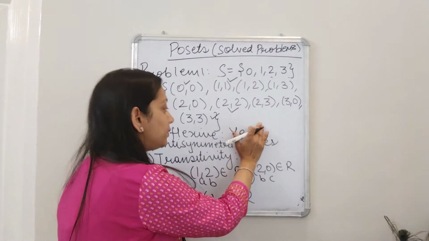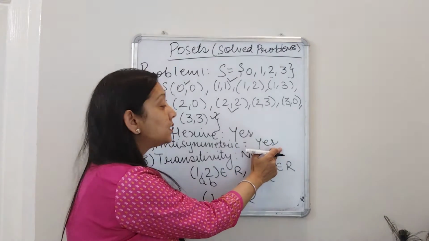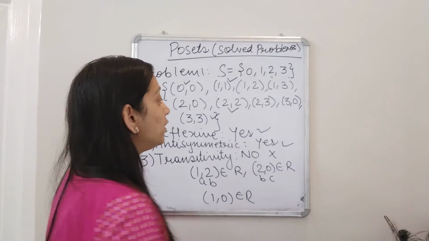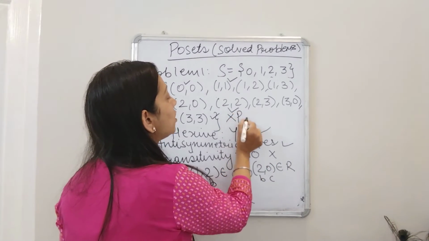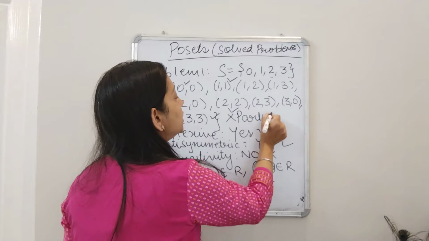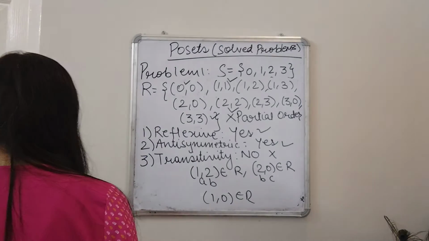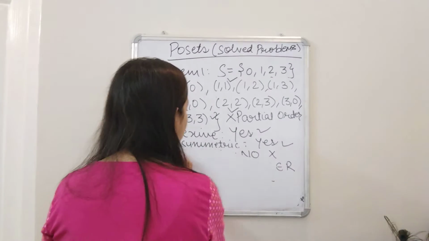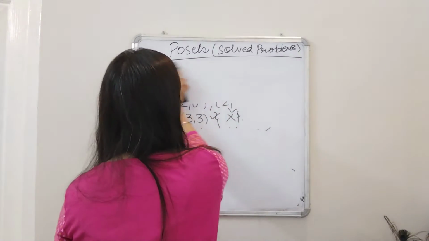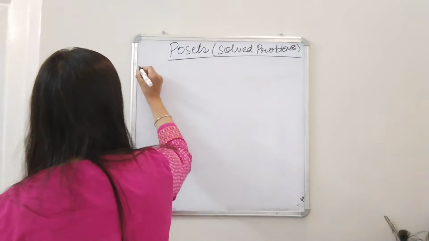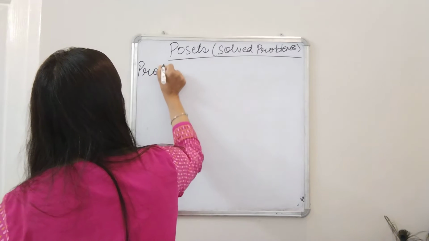So this relation is reflexive. This relation is antisymmetric, but this relation is not transitive. So hence it is not a partial order. Now let us look at one more problem. Let us call it problem number 2.